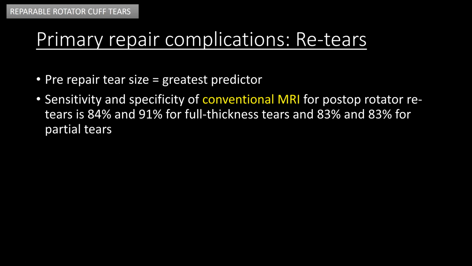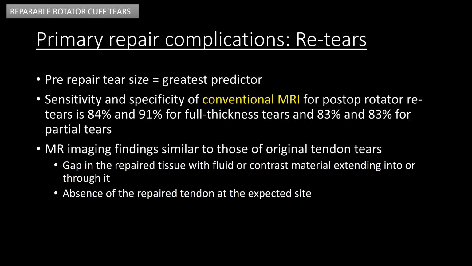On MR, the sensitivity and specificity of conventional MR for post-op rotator cuff is about 85 to 91% for full thickness tears, and on average a little lower for partial tears, which is understandable. Imaging findings of rotator cuff re-tears are similar to those of original tendon tears, including a gap in the repaired tendon tissue with fluid signal or contrast material extending into or through it, along with the absence of the heterogeneous repaired tendon at the expected sites.